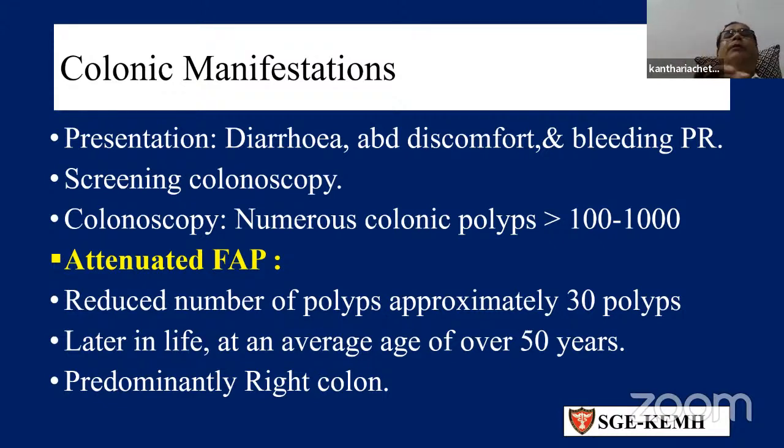It's important to remember that you have an entity called attenuated FAP, where there is a reduced number of polyps, less than 100, around 30 polyps. This usually occurs at a later age, around 50 years, and it predominantly affects the right colon.